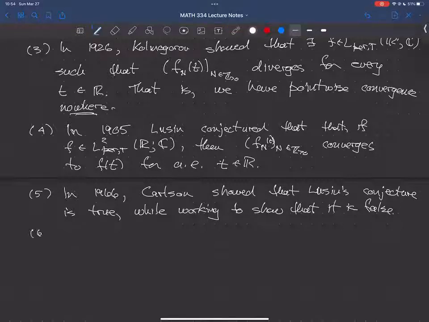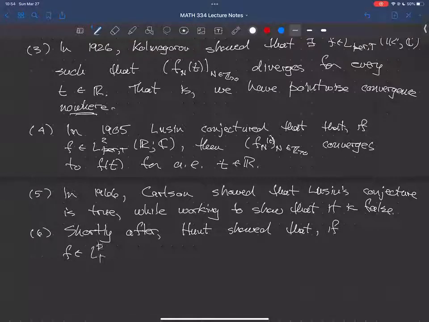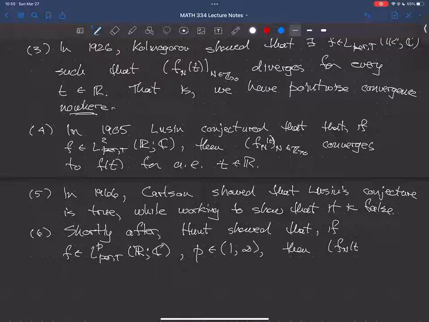Then shortly after, Hunt showed that if f was in L^p periodic, for p greater than 1, okay, not greater than or equal to 1, but greater than 1, then this sequence of partial sums converges to f of t for almost every t. Okay, so extending Carlson's result.